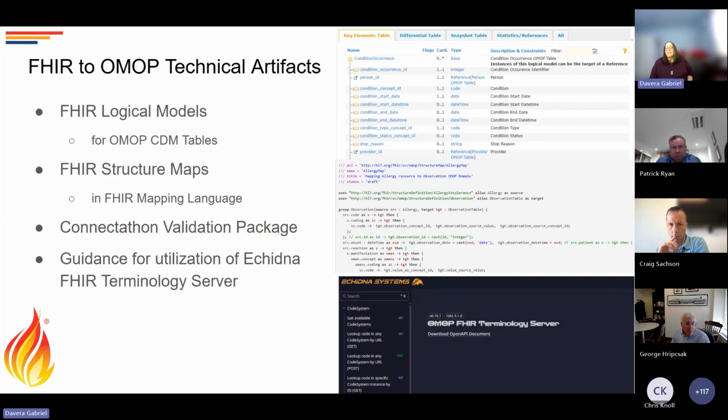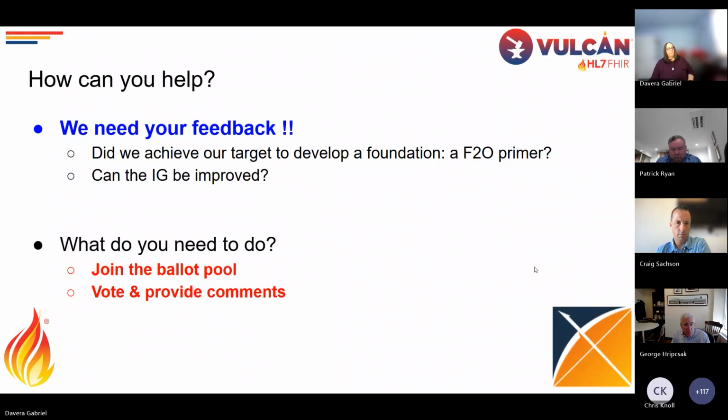And that's our bird's eye view of the IG ballot and what's in it. So now I'll turn it over to Jean, who will talk about your role in this next phase of development for the implementation guide. Thanks, Davera.